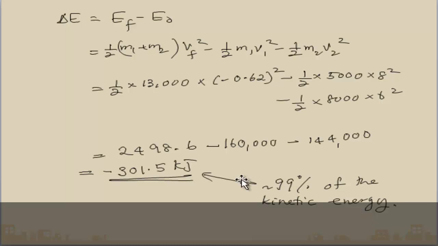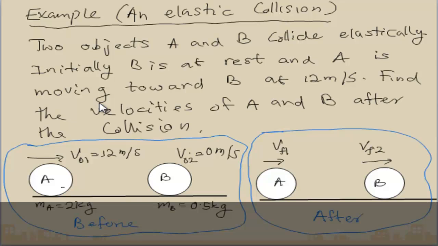So this is a typical completely inelastic collision. In these collisions, the energy loss is very high. This is an example for an elastic collision. Two objects A and B collide elastically. Initially, B is at rest and A is moving toward B at 12 meters per second. Find the velocities of A and B after the collision.